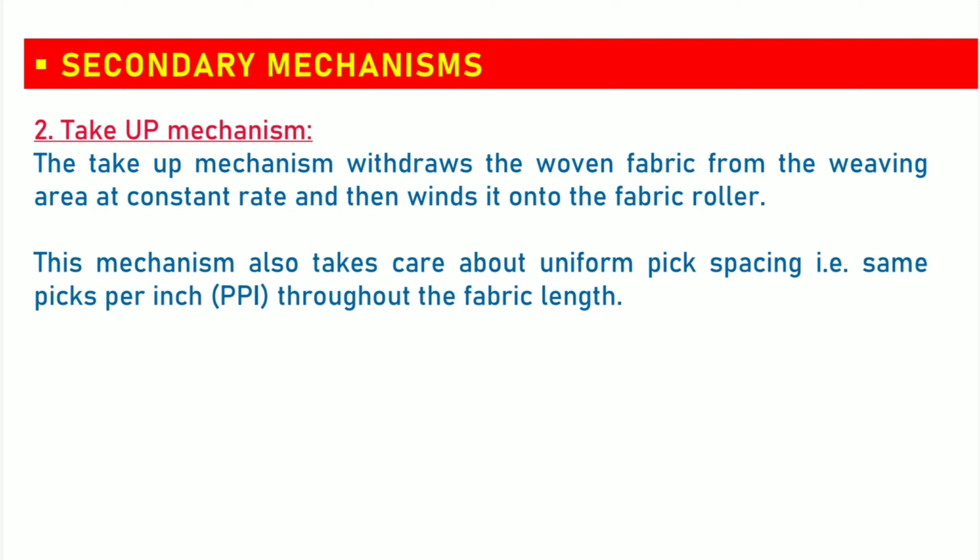The take-up mechanism withdraws the woven fabric from the weaving area at constant rate and then winds it onto the fabric roller. This mechanism also takes care about uniform pick spacing. It means same picks per inch (PPI) throughout the fabric length.